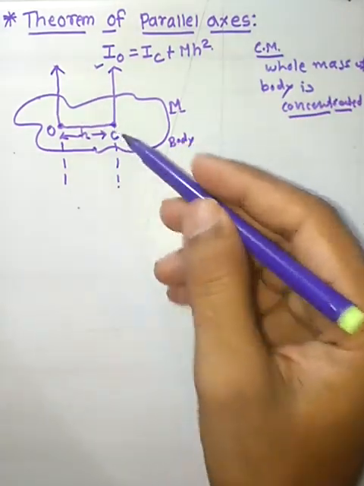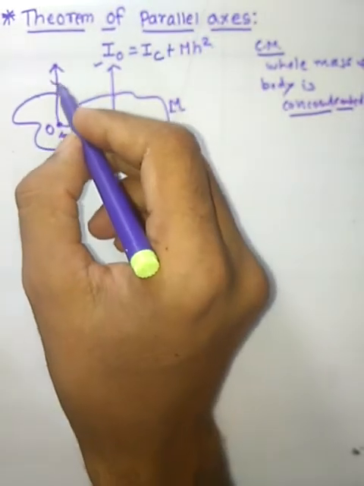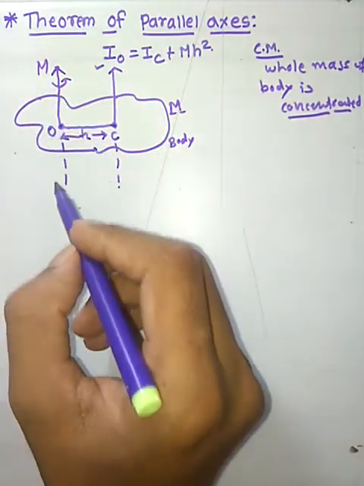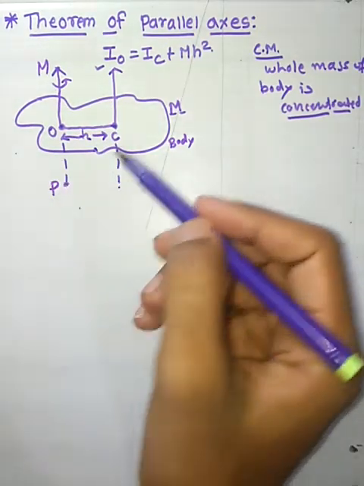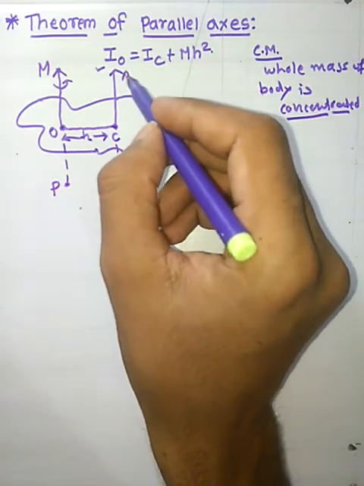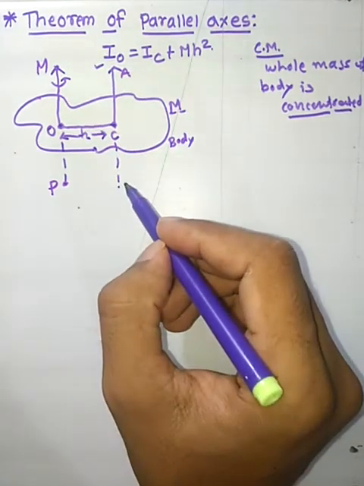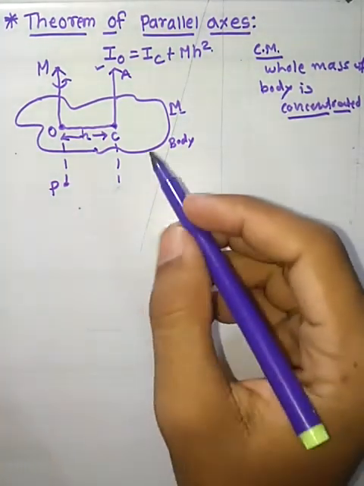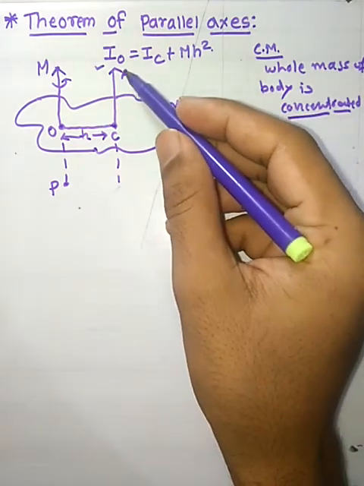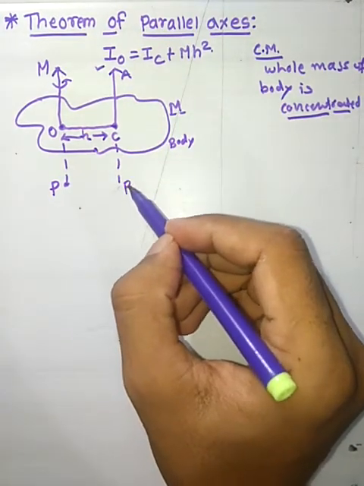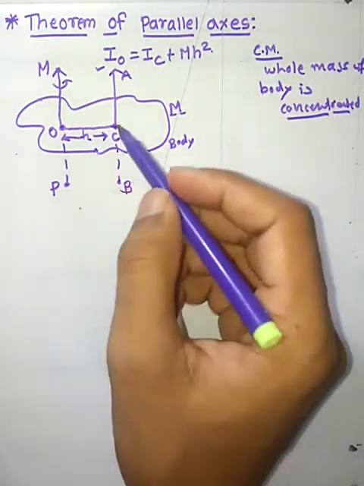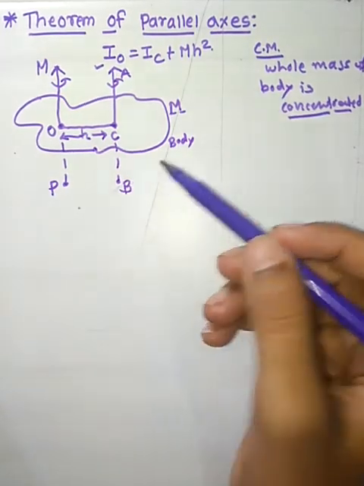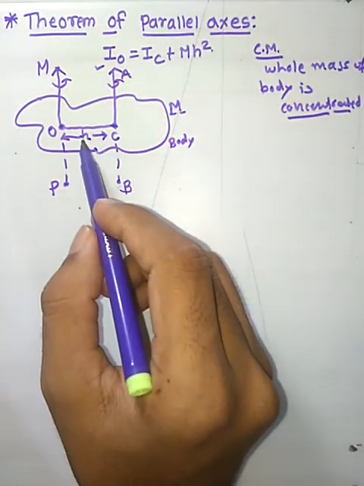So C is the center of mass point, and suppose the moment of inertia of this body is about an axis MOP, and suppose this is point P, and this is the ACB axis. So M is here. So we have two axes. The first is the MOP axis, the other is the ACB axis, and the distance between them is h.